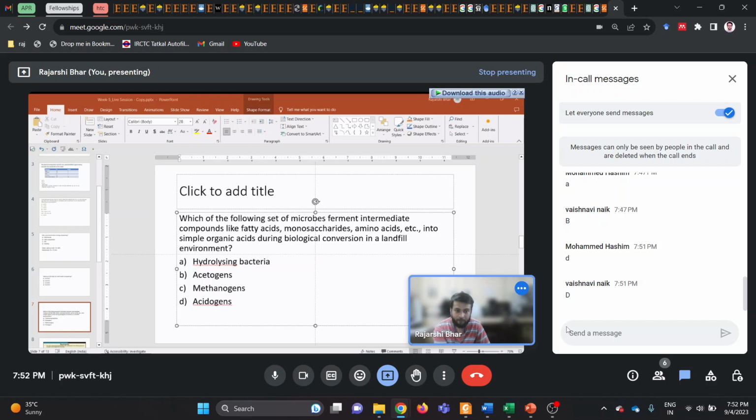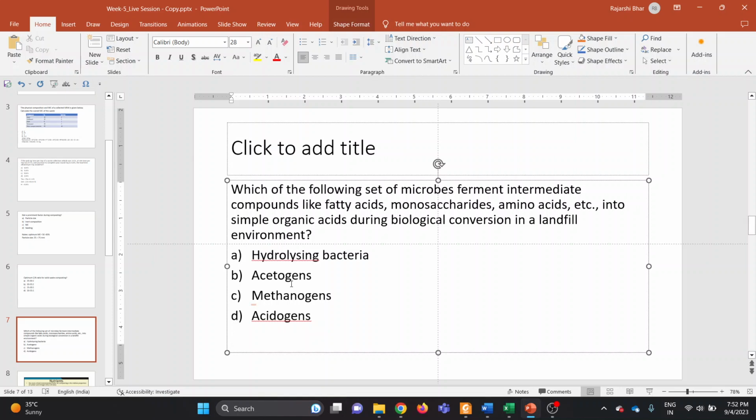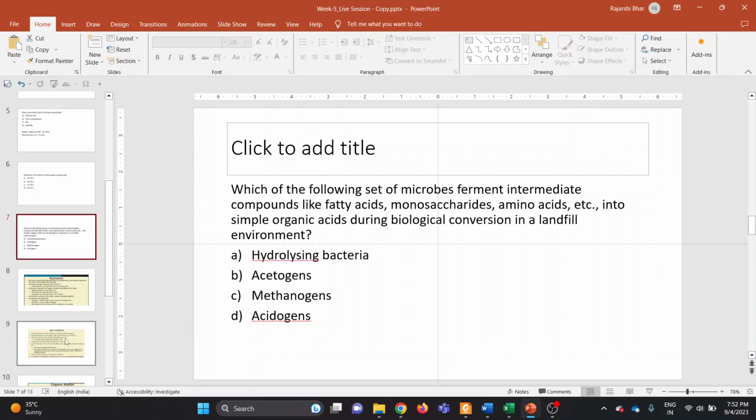Option D. Any other guesses? I think most of you are going with option D, and it is the correct answer. Option D. So moving on to the next question, that is question number 7.